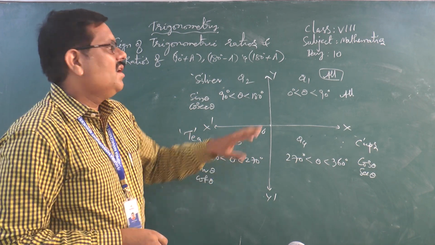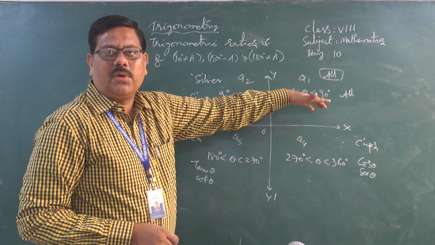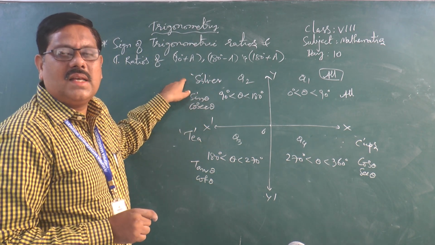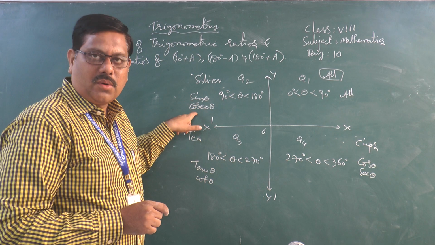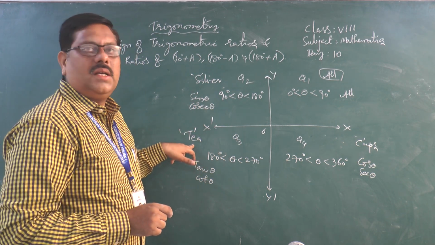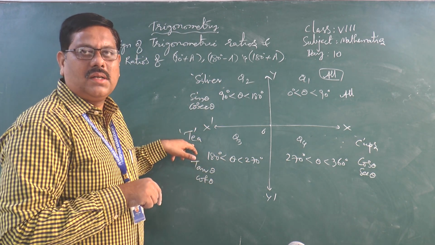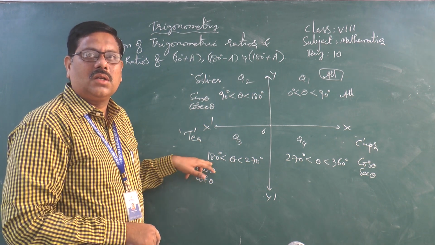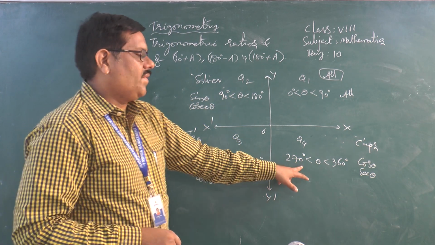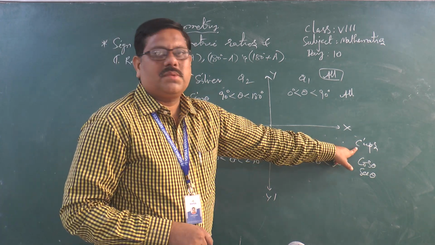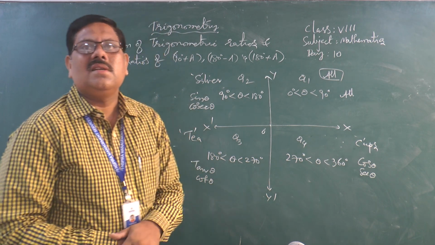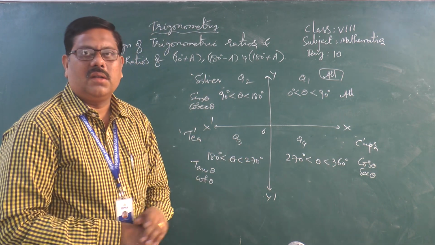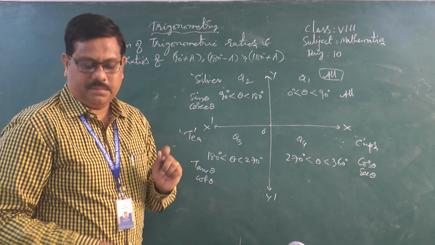Very important point. First is all: all trigonometric ratios are positive. Second is silver, where you have to focus on S. S stands for sine theta and its reciprocal cosecant theta, both positive here. Third is T. T stands for tan theta and of course its reciprocal cot theta. Tan theta and cot theta are both positive in quadrant 3. Next we have quadrant 4, which is cups. C stands for cos and secant. Cos theta as well as secant theta are positive in the 4th quadrant. This is the very first point you have to keep in mind.